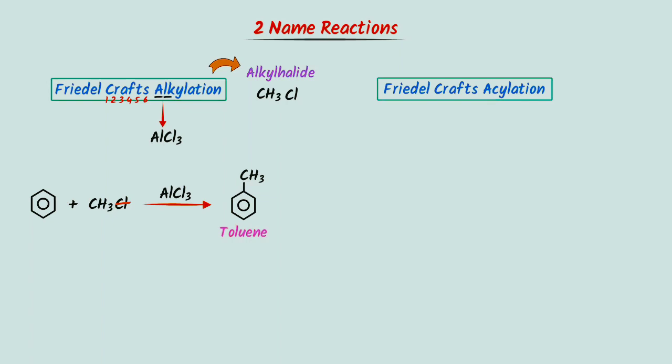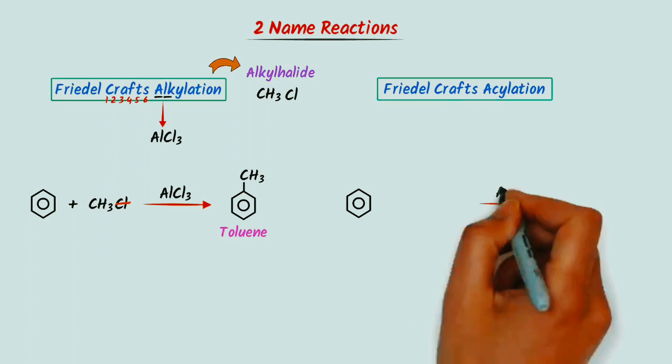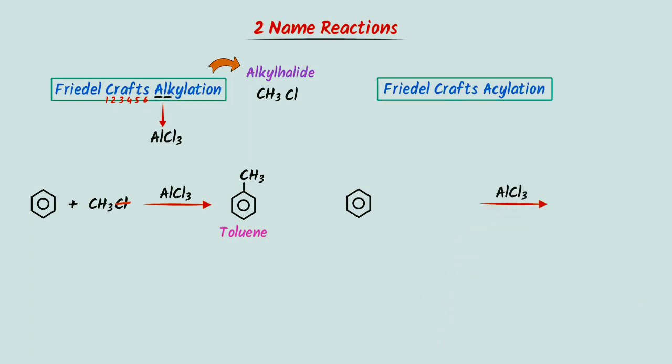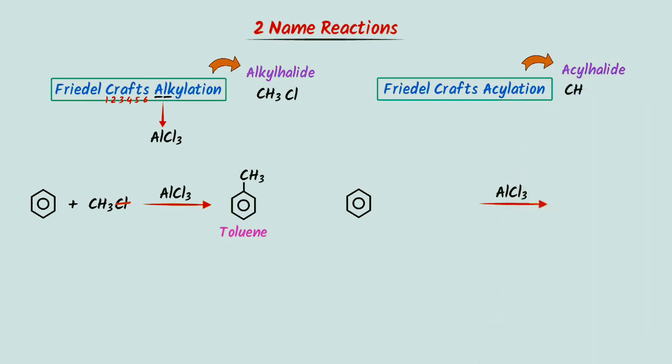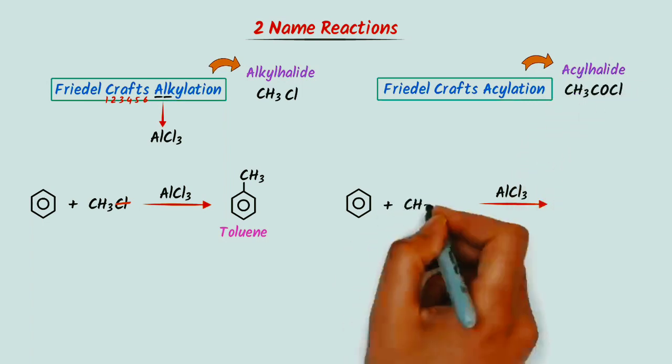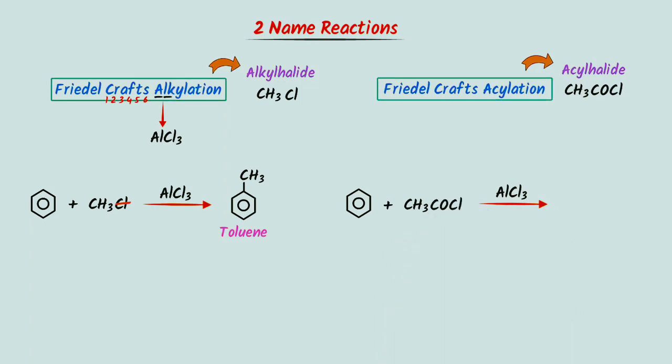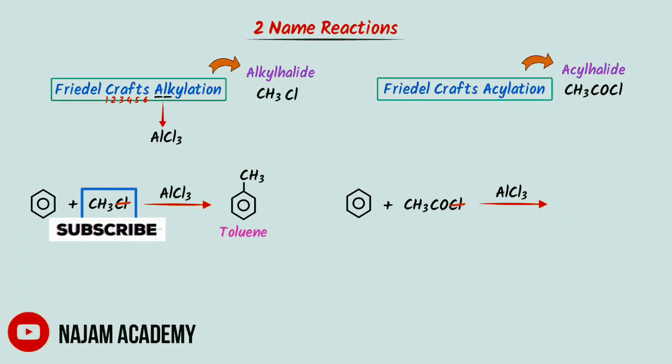In case of Friedel-Crafts acylation, I take benzene and AlCl3 and I write them here. Now the word acylation means acyl halide, like CH3COCl. I write here CH3COCl. We know that here we cut Cl. Similarly, I also cut here Cl.